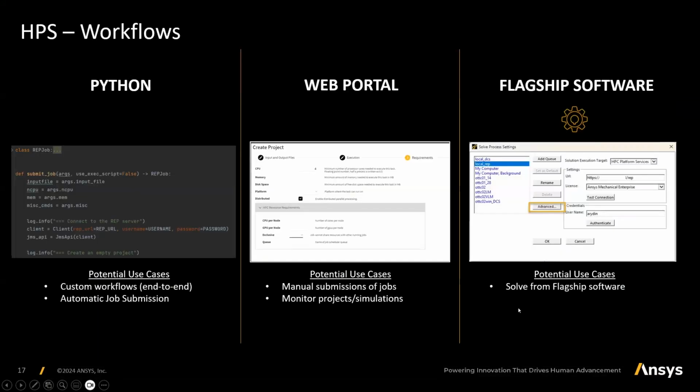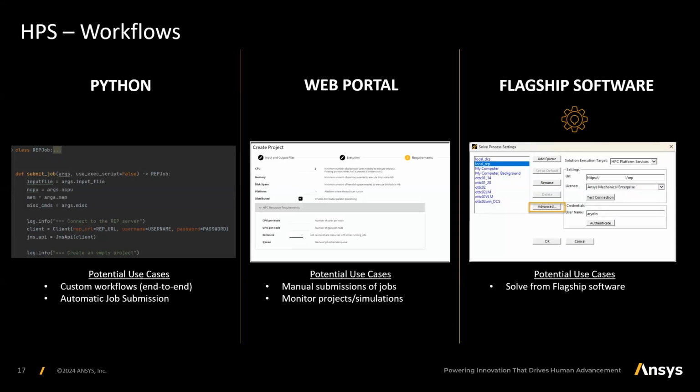Okay, so now HPS. I mentioned HPS is some really cool new technology that we have. If you're familiar with RSM, Remote Solve Manager, that we have as a way to distribute jobs to HPC resources, this is just the next generation of that tool. So we have increased flexibility here a lot. And this is ready to go, ready to deploy inside Ansys Access. In your account, you can do this.